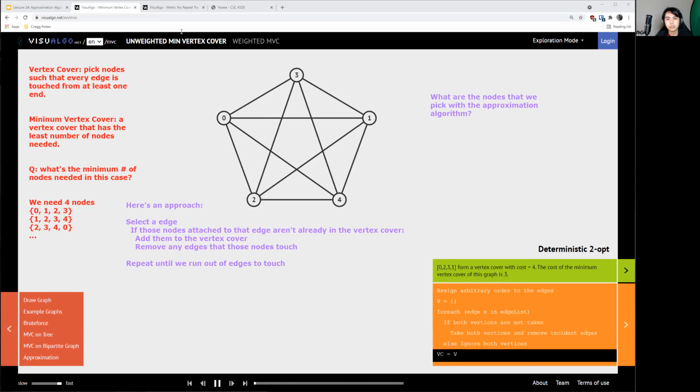All right, what do you think? Go ahead and let me know. What do you think the nodes picked based on the algorithm is? Right, let's just go ahead and run it. People are telling me some good answers in chat.